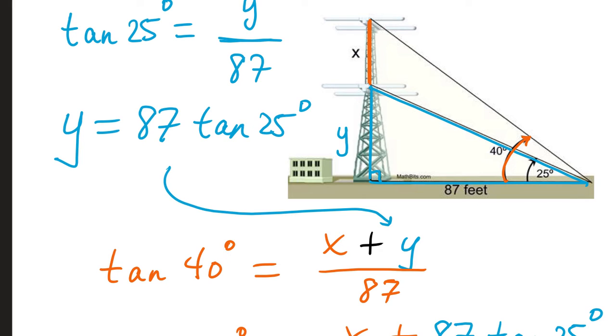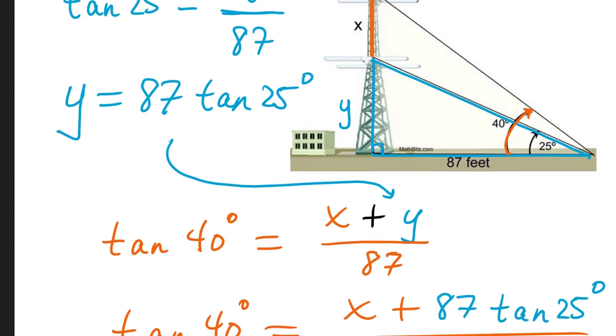Actually, let's hold off on that. This x plus y, remember, we can write y as its value. I left it light blue because y is equal to 87 tangent of 25 degrees. So actually, we can replace y with its value from that smaller blue triangle.